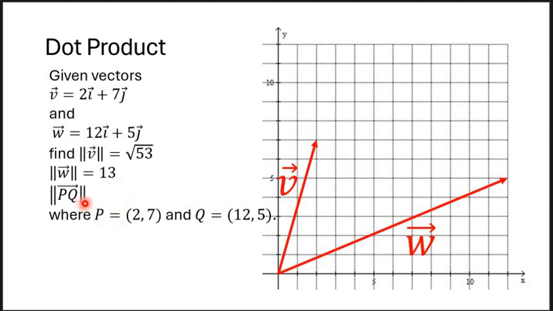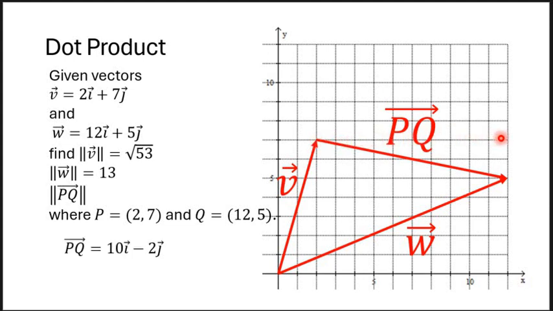Lastly, I want the magnitude of vector pq with initial point 2, 7 and terminal point 12, 5. That's basically just a vector with initial point that is the terminal point of vector v, and terminal point that's the terminal point of vector w. So I'm looking for the magnitude of that vector. So I'm going to find the components, and it seems like horizontally the component is going to be 10 units, while vertically the component is going to be negative 2 units. So this vector pq is 10 horizontally, negative 2 vertically.